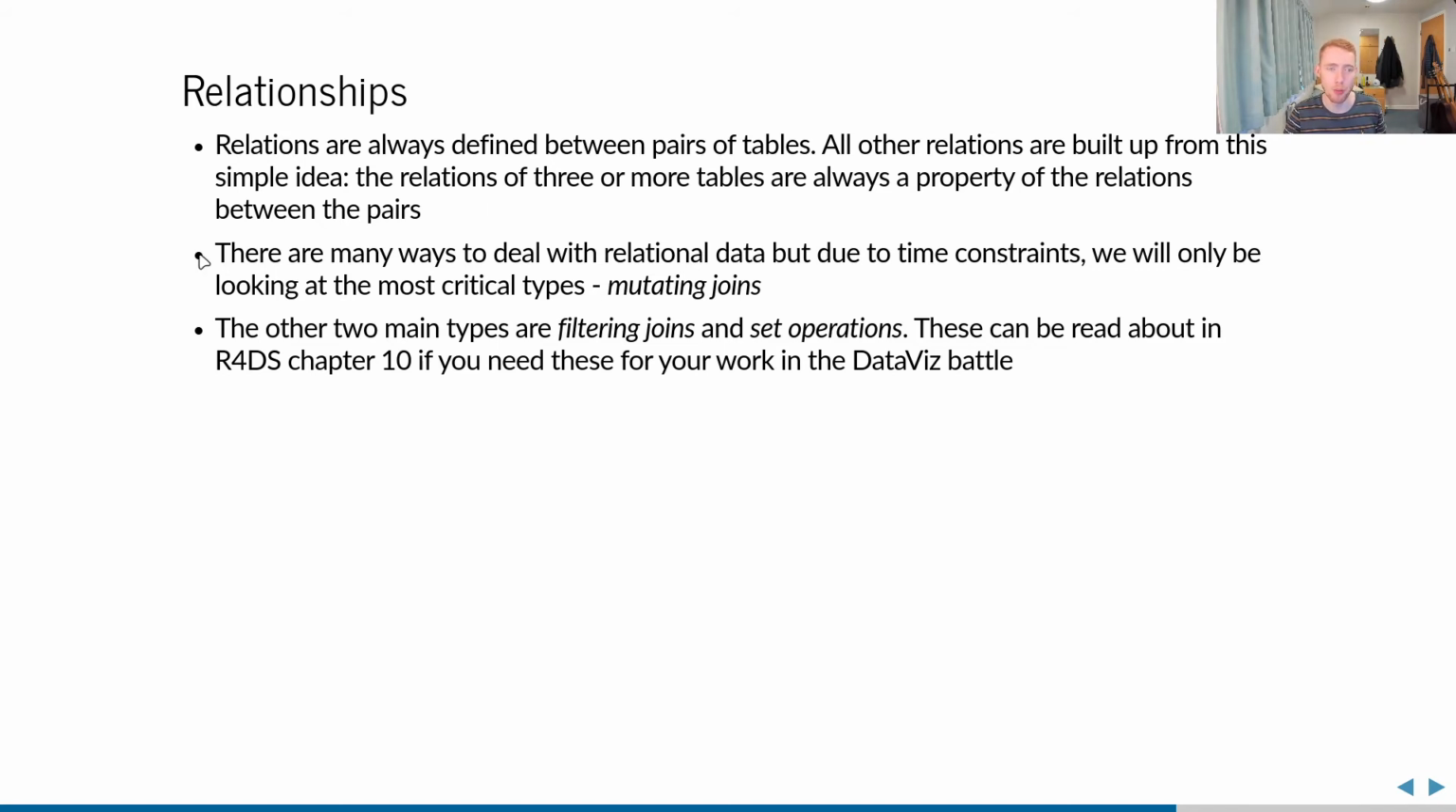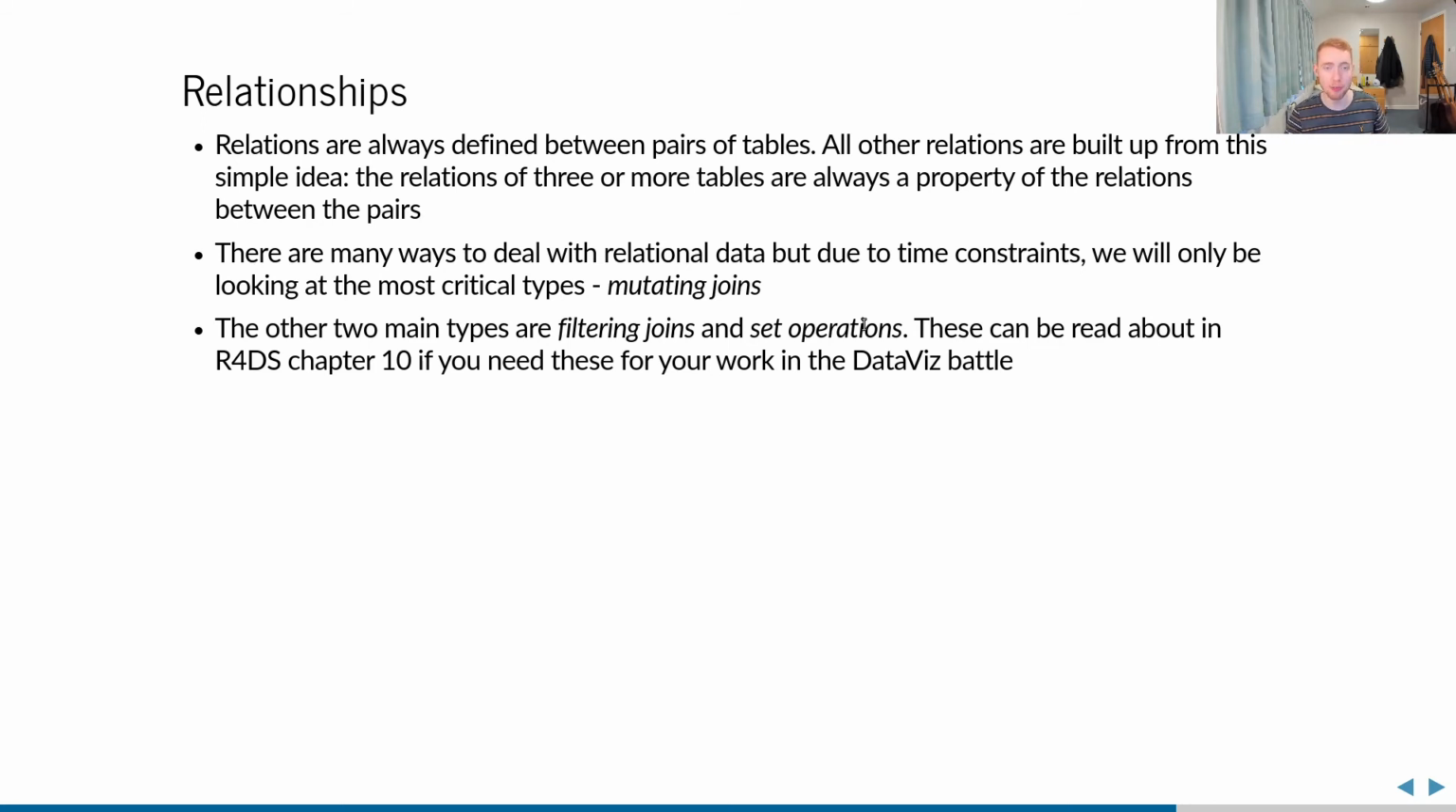The important point is that there are loads of different types of relations you can have between tables. But due to time constraints, teaching everything in 5 sessions, we're not going to cover all of those. We're only going to look at a specific type of relation known as mutating joins. These are the most important type of joins, and they allow us to take 2 data sets and merge them together into one.